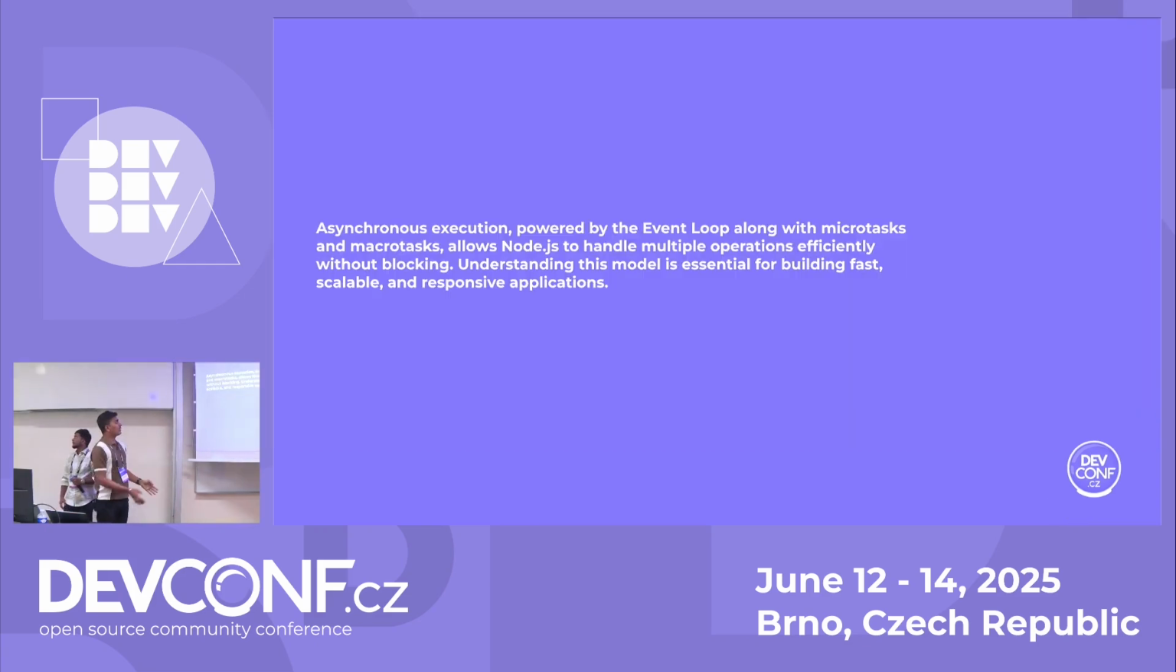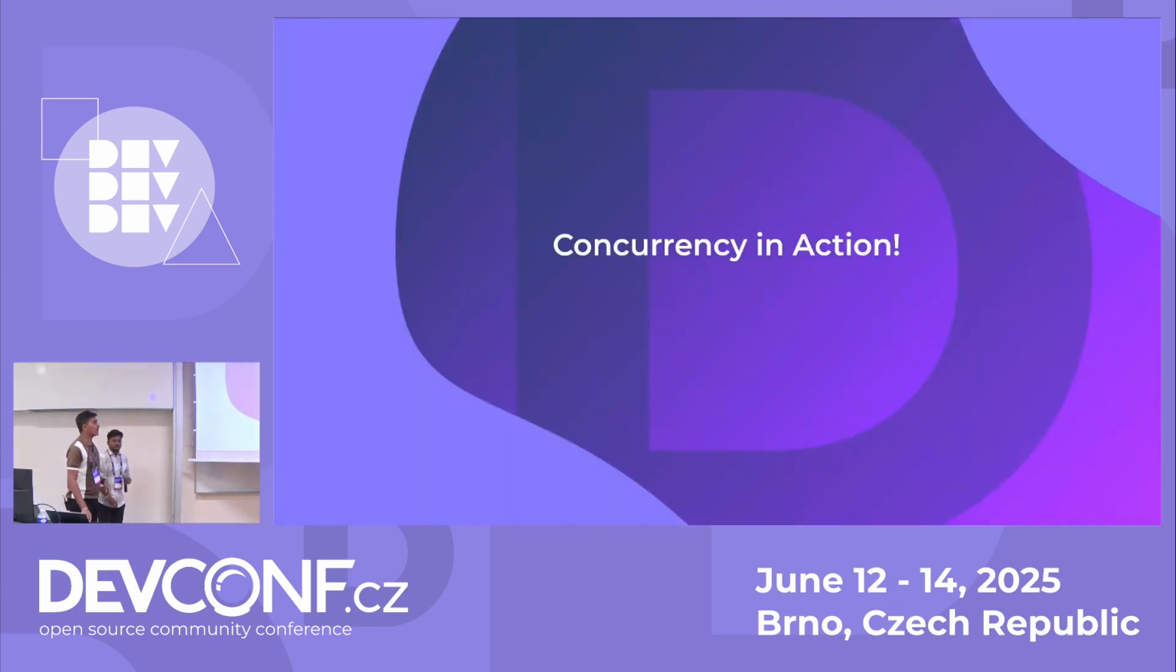So in summary, the asynchronous execution, which is powered by the event loop with the macro task and microtask functions, allows Node.js to handle multiple operations efficiently. We need to understand this model when we are building scalable and responsive applications. I guess Hrithik will take over with the concurrency part on this.